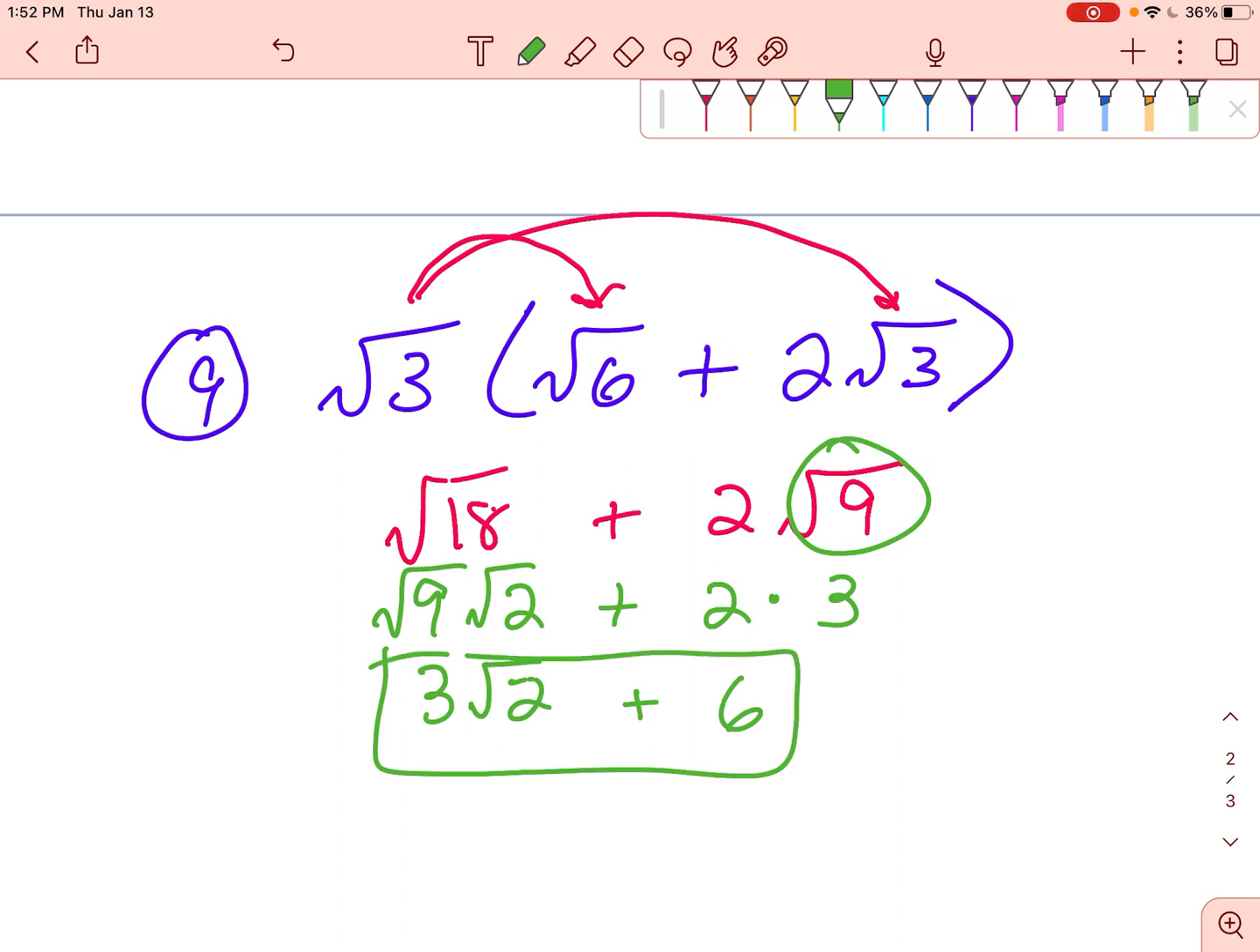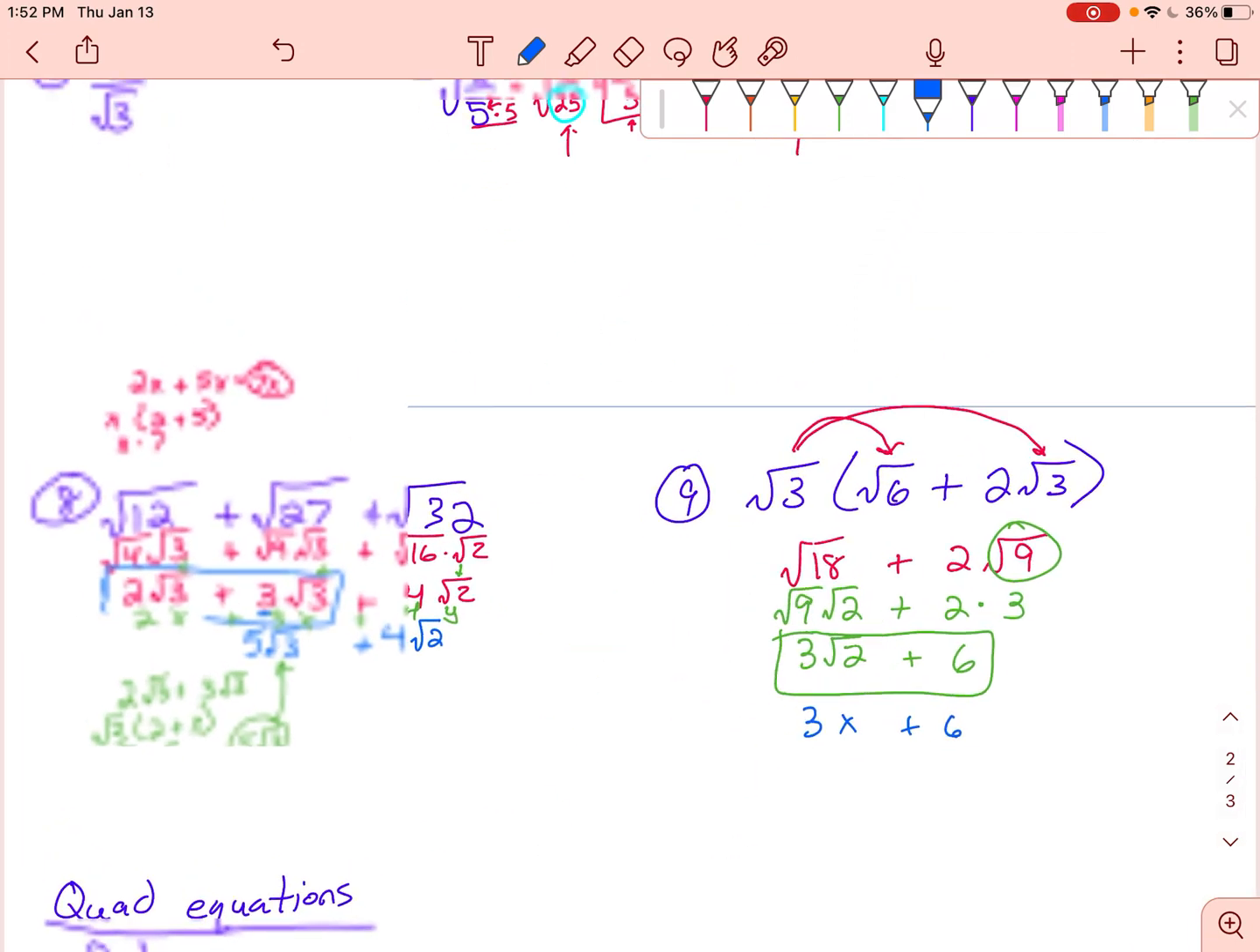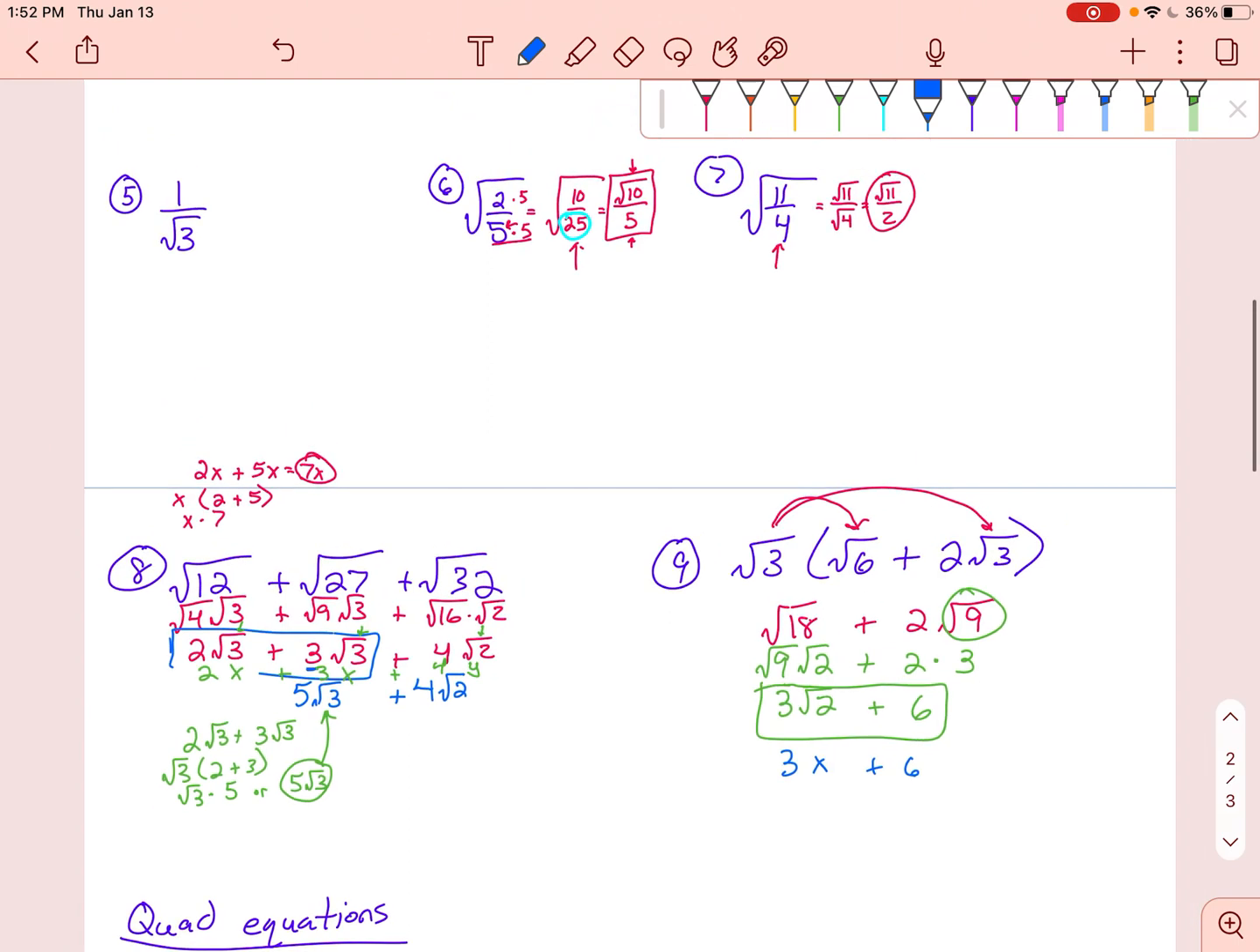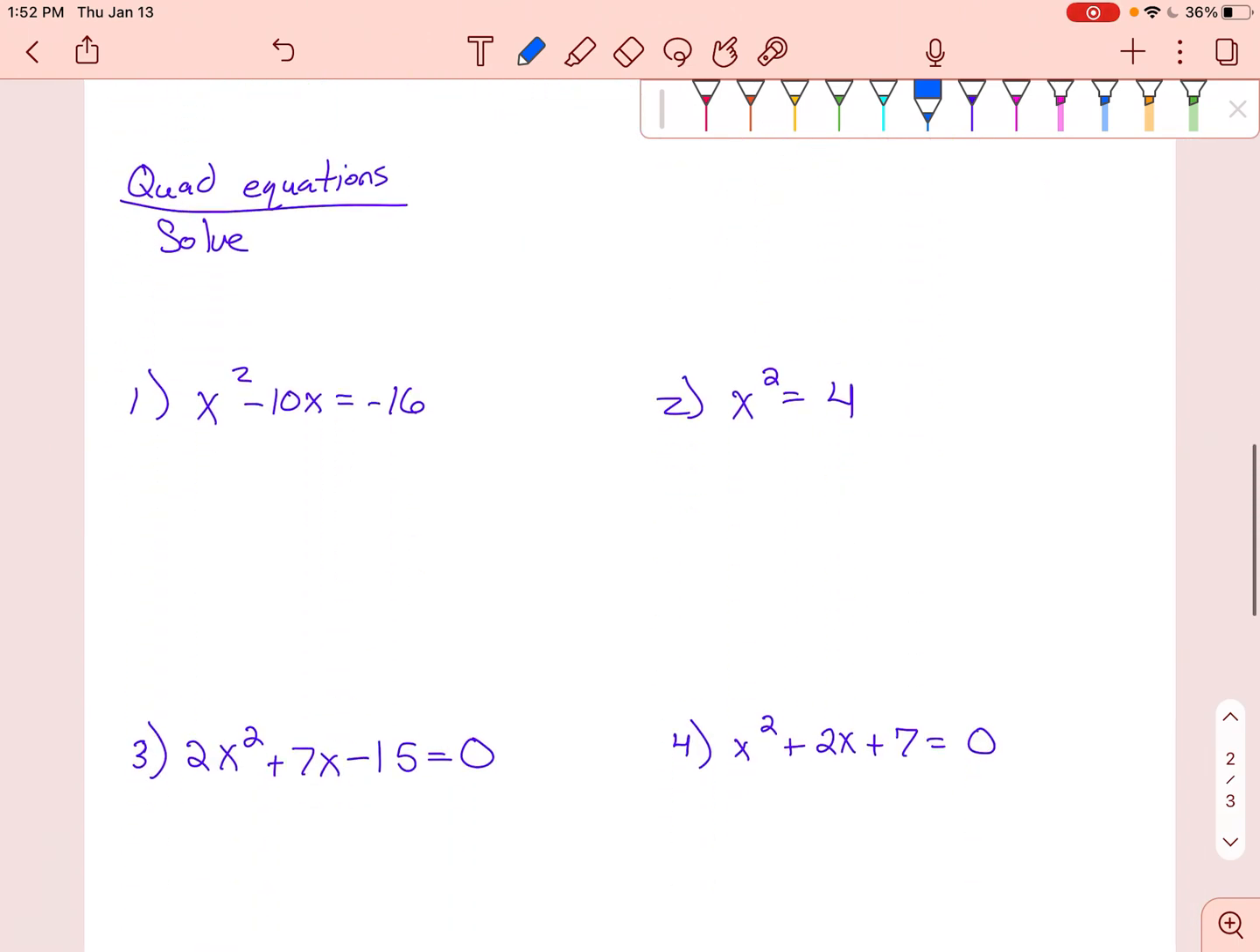Again, I cannot add these together. They are not like terms. This is like saying, what is 3x plus 6? You cannot combine those, okay? That concludes the simplifying radicals portion, so we're gonna move on to solving quadratics.